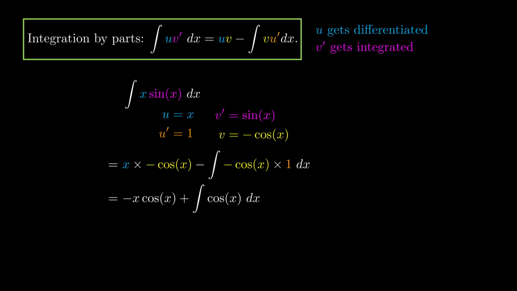The negatives have cancelled, and that integral becomes easy. The integral of cos is sine, and so we have sine x minus x cos x plus some constant. I think the hardest, trickiest part here is making your choice of which one to differentiate and which one to integrate.